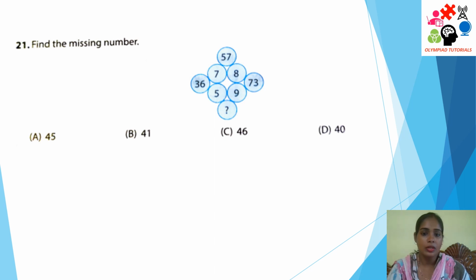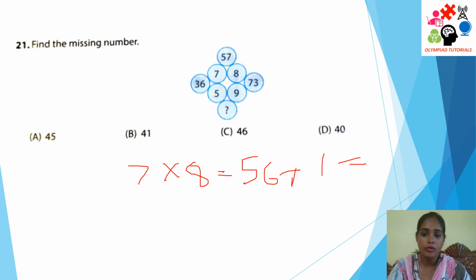So find the missing number. Here again you have to follow a certain rule in order to find the missing number. If you see the inner circles, they have the numbers 7, 8, 5 and 9. So we'll see one relation there. 7 into 8 will give you 56, and 56 plus 1 will give you 57. Similarly, 8 and 9, 8 nines are 72, 72 plus 1 will give you 73.